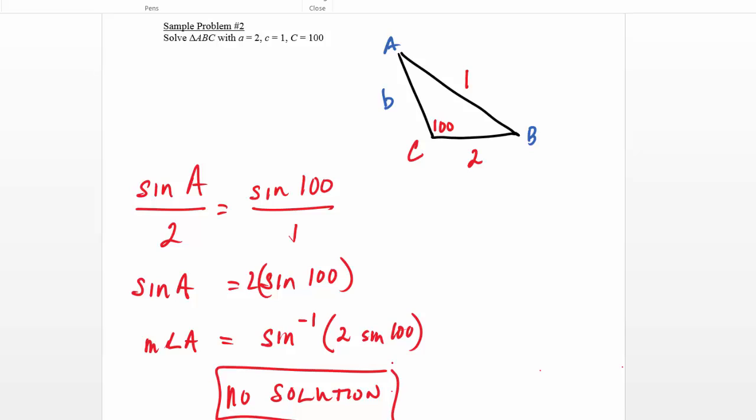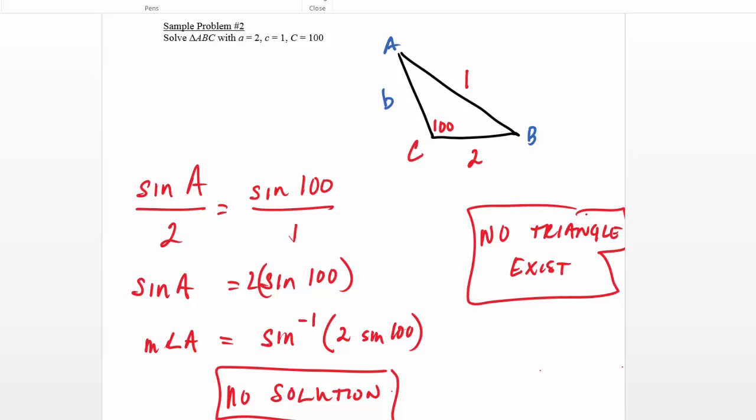Or you could say that no triangle exists. I would take either one of those as a valid answer. So here's the first possibility that you could get when trying to solve triangles.